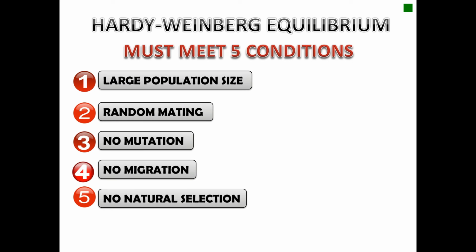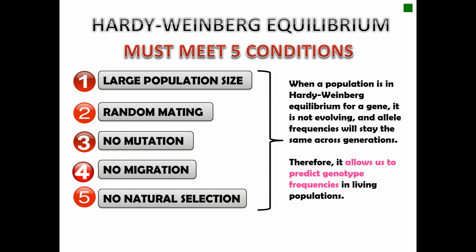So, when we say a population is in Hardy-Weinberg equilibrium, it means that evolutionary change is not occurring and allele frequencies will stay the same across generations. Therefore, it allows us to predict genotype frequencies in living populations. To understand this law even better, we will see the expression of this allele and come up with equations.